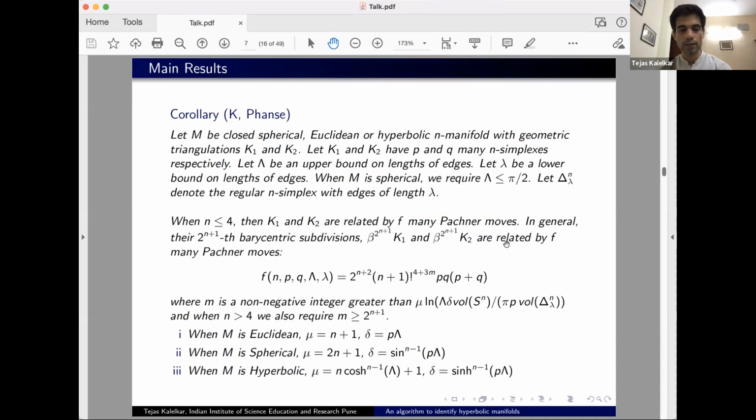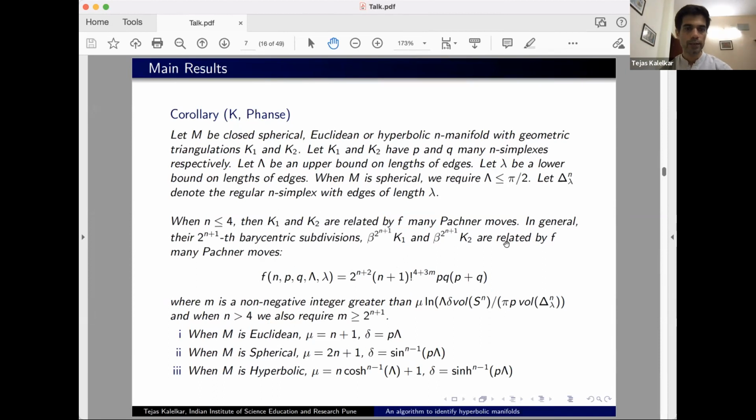that you have a bounding function which depends only on the dimension, the number of top dimensional simplexes, and upper and lower bounds on the lengths of edges. Okay, so this is the bounding function we get for the number of Pachner moves needed to relate two geometric triangulations for Euclidean, spherical, or hyperbolic manifolds.